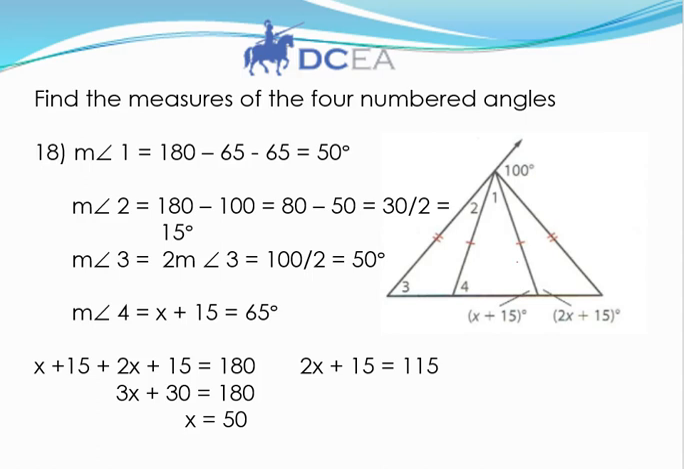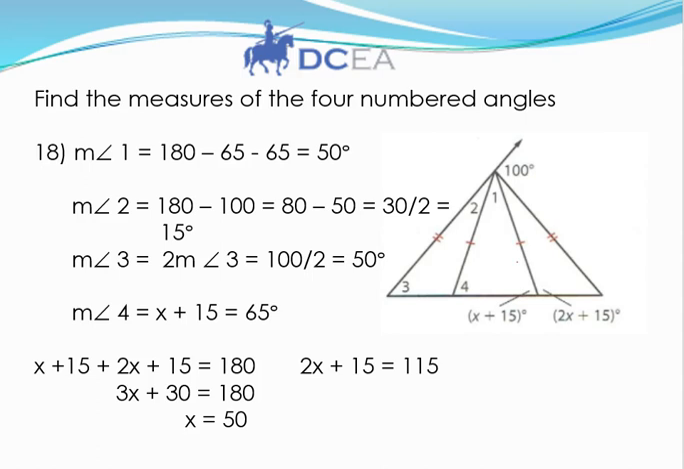Find the measures of the four numbered angles. Let's take a look at this triangle, and we see we have several triangles, some inside the triangles, but I wanted to note that this larger outside triangle is isosceles. The sides are congruent, and this inner triangle is also isosceles.